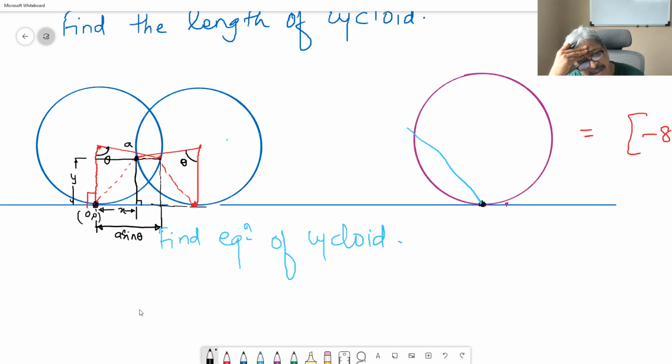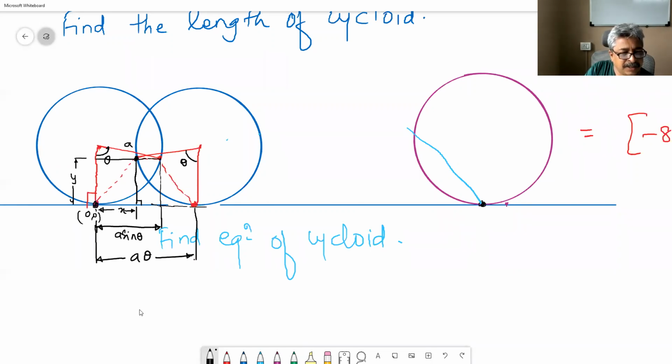And a theta. A theta will be the length of the arc from here to here. See whether you understand. It has gone through theta degrees and the radius is a, therefore this distance is a theta and this distance is a sine theta, and this distance is going to be same as x. Therefore x is equal to a inside bracket theta minus sine theta.